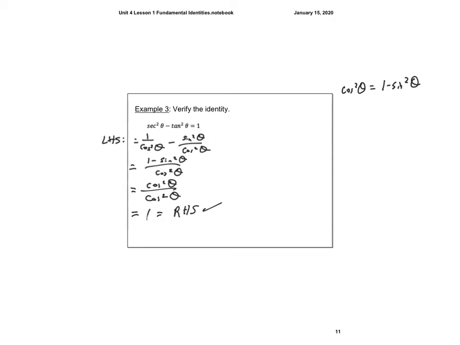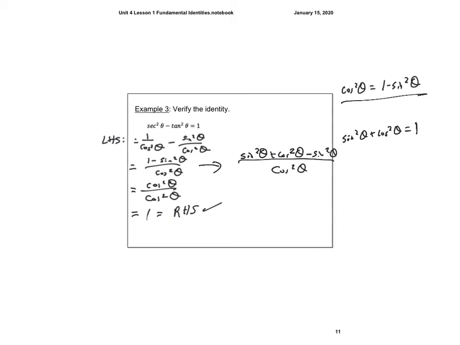If you don't remember that, if you don't have it written down someplace, you can always do this too: sine squared theta plus cosine squared theta equals 1. You can see the 1 in this step right here. So another thing you might have done here is replace the 1 with sine squared theta plus cosine squared theta all over cosine squared theta.